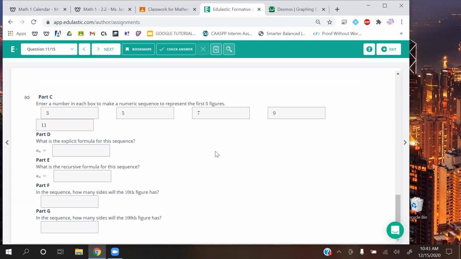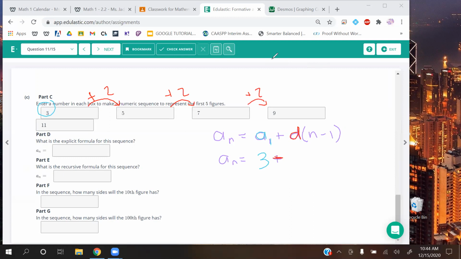Okay, we need to write an explicit formula for the sequence. Remember, we are adding 2 every single time. Let me give you the explicit formula. General form is a sub n is equal to a sub 1 plus d times n minus 1. Remember that a sub 1 is the first term, plus d is the common difference, which is what we are adding every single time. So we are adding 2, adding 2, adding 2. So I'll have plus 2, parentheses n minus 1. Okay, that is our explicit formula.